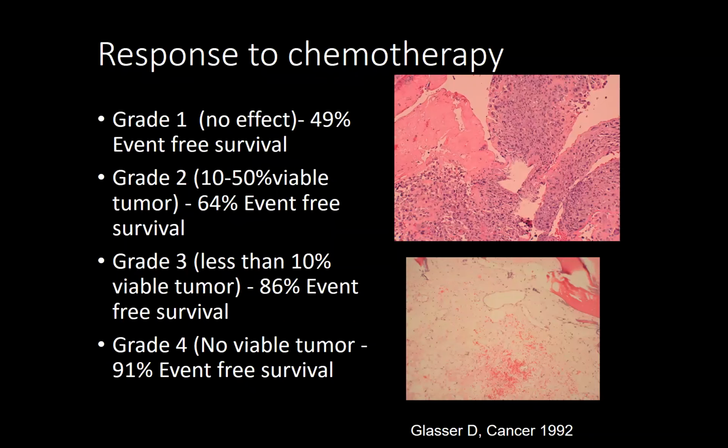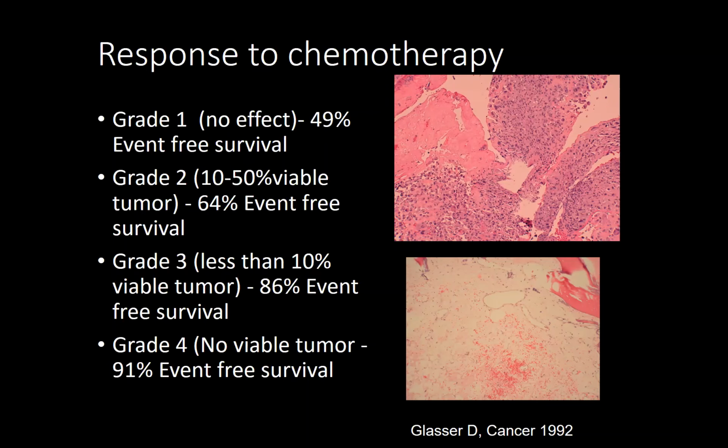So we currently resect the sarcoma after their chemotherapy is given, and then the pathologist will cut it up into tiny little blocks and grade the response to chemotherapy. So if they have no viable tumor, their 5-year survival rate is 91%. I'm sorry, their 5-year event-free survival rate is 91%. If they have a poor response to chemotherapy, that goes down to 49%.